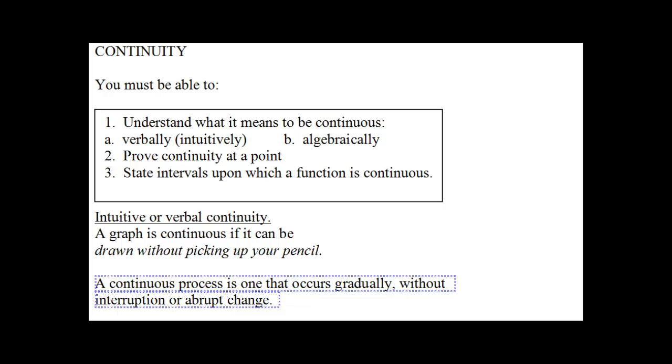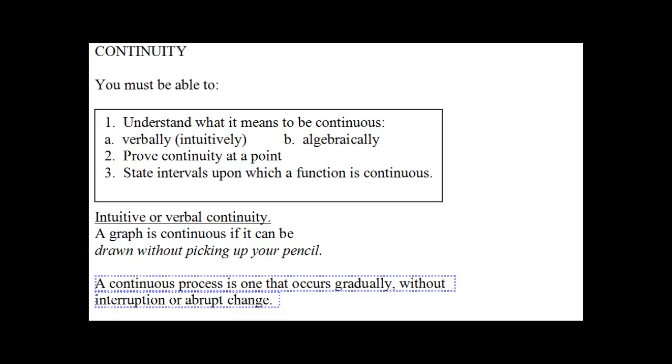First, you need to understand what it means verbally and intuitively and how that applies to the algebra of a function. You will also need to be able to prove if a function is continuous at a particular point and at an endpoint. You will also need to be able to determine if a function is continuous on a particular interval and be able to find an interval upon which it is continuous. This is part one of a three-part video on continuity.